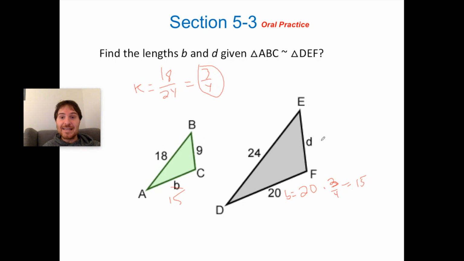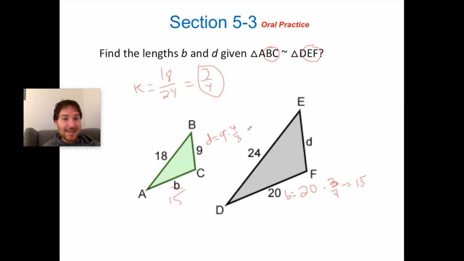So what I need to do to get D over here is take the 9, because BC corresponds to EF in the similarity statement. So D is 9 times 4 over 3. The scale factor from large to small is just the reciprocal of the scale factor from small to large, 3/4 here.